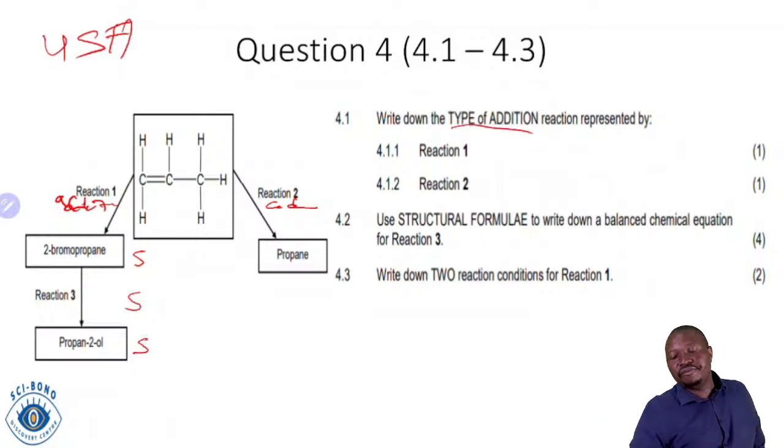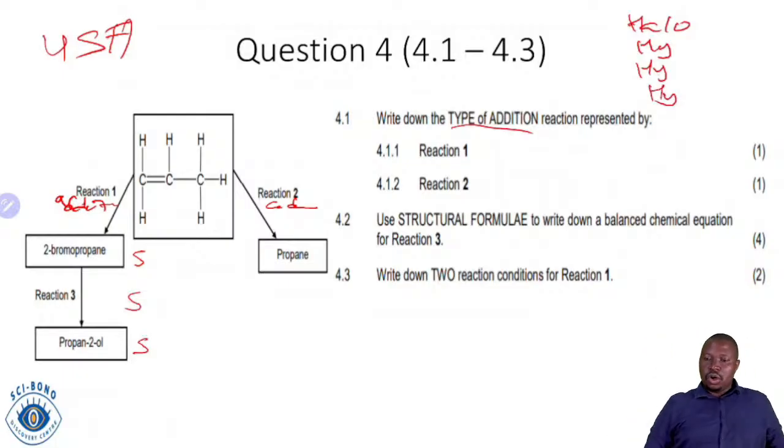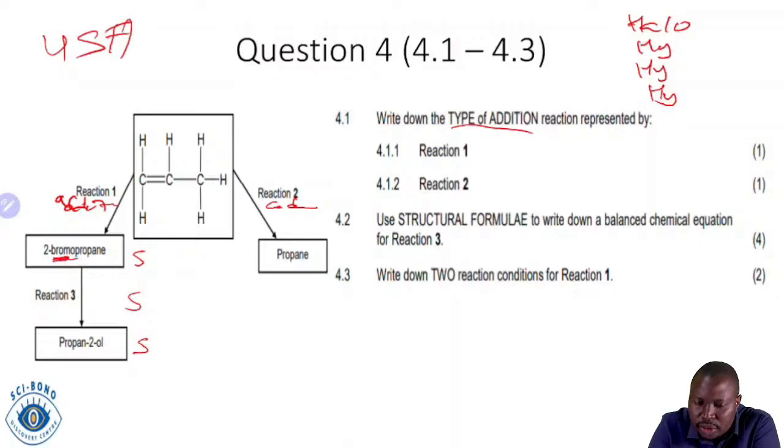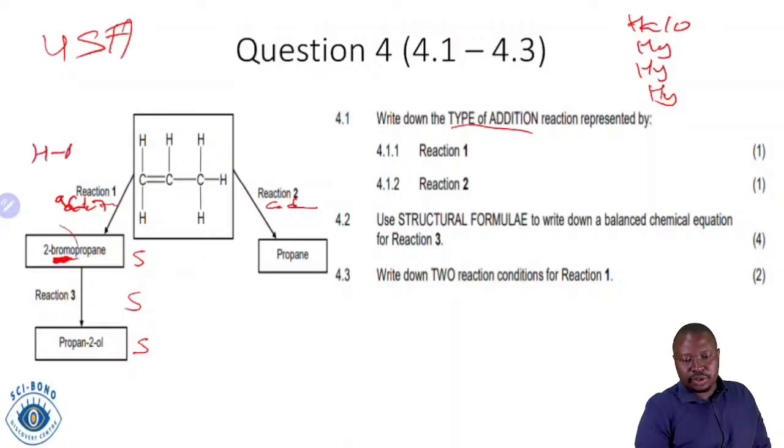Remember what I said? We have 4 additions: halogenation, hydrogenation, hydration, and hydrohalogenation. On this one, you check what we added here. We have a bromo. Bromo doesn't go alone, so it's hydrohalogenation. If you add Br2, it will add two of them and it will be a dibromo. Here you have added only one bromo, which means we have added HBr. So this is a hydrohalogenation.